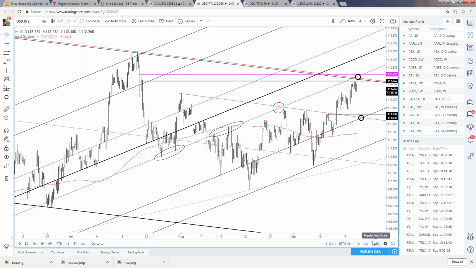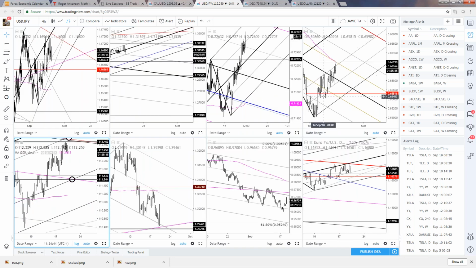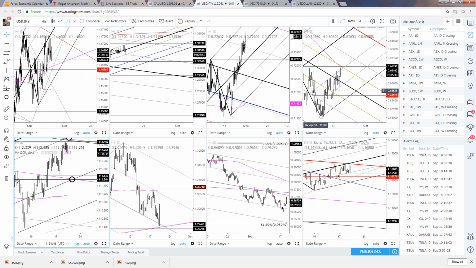All right, let's go to dollar CAD, and then we will take a look at some non-dollar crosses, and we can move into gold as well, which is maybe, possibly trying to make a move, finally, potentially.